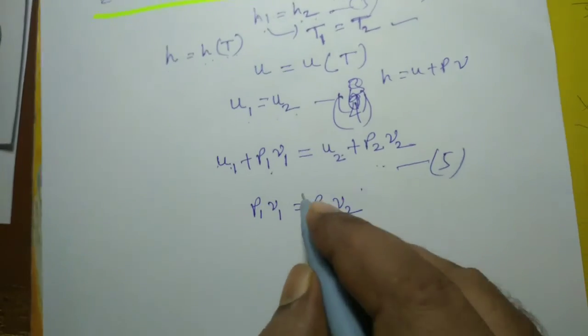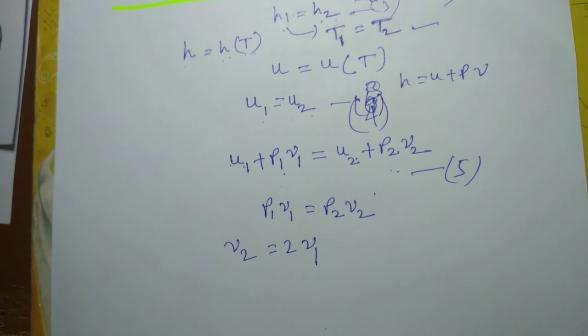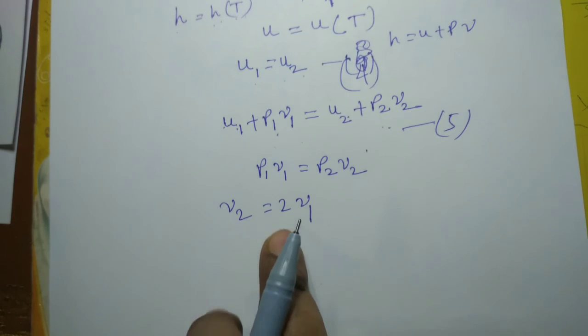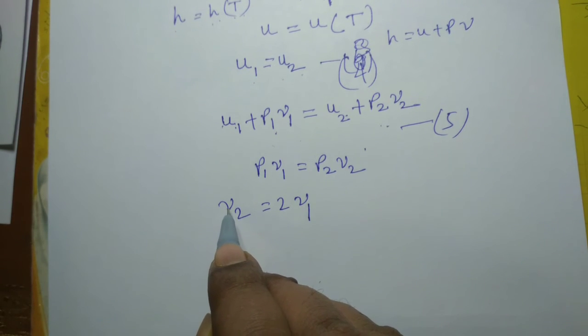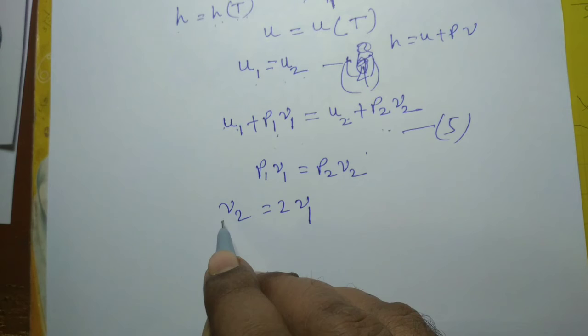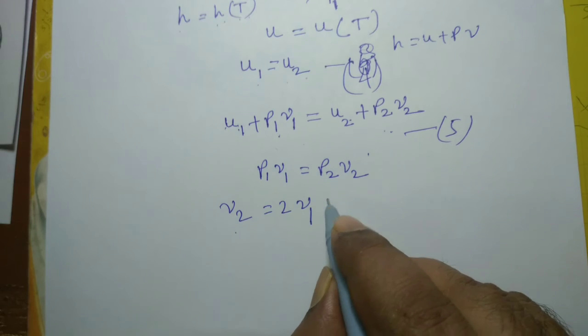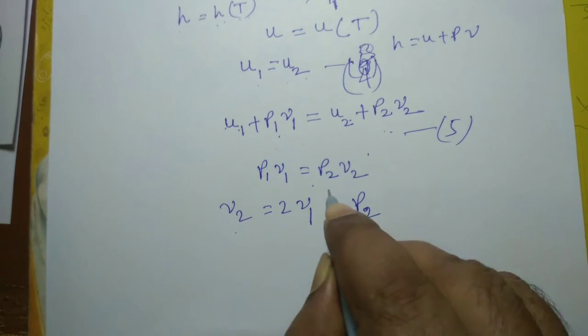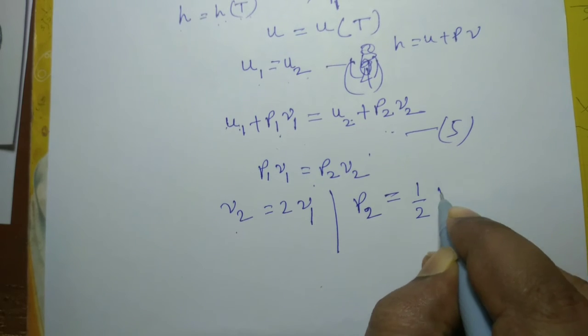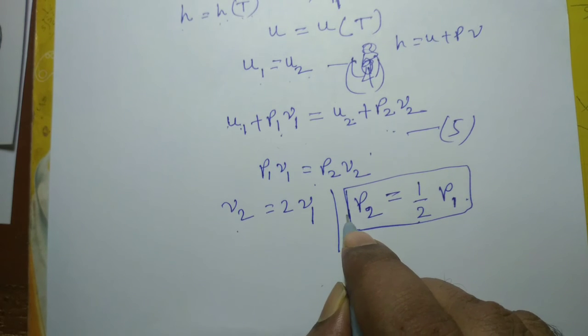But suppose v2 is twice of v1. Since a gas is a compressible fluid, specific volume will change from place to place. In case of incompressible fluid, specific volume or density will not change. Specific volume and density are related, because density is the reciprocal of specific volume. If v2 is 2 v1, then P2 will be half of P1. So pressure will be less at downstream as compared to upstream.